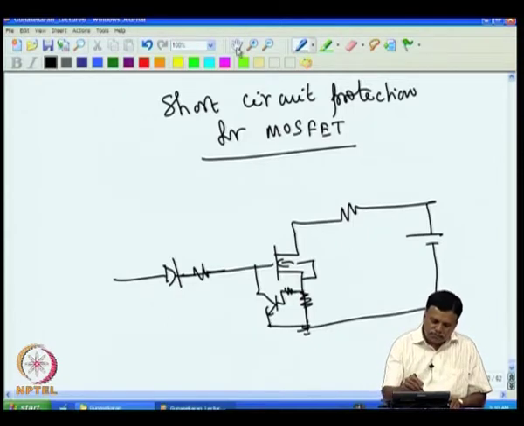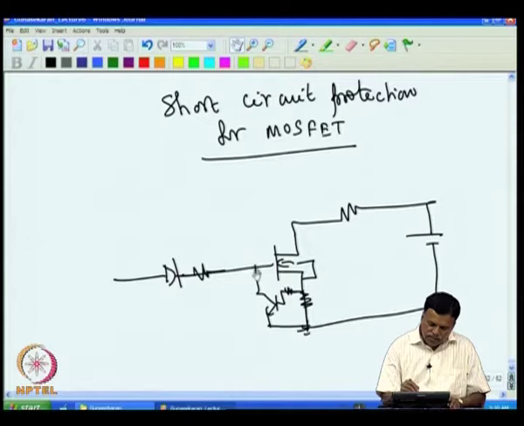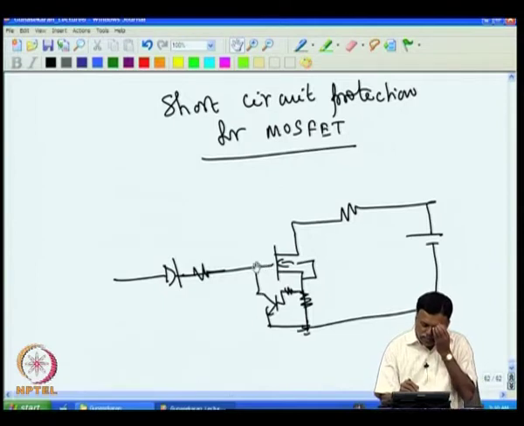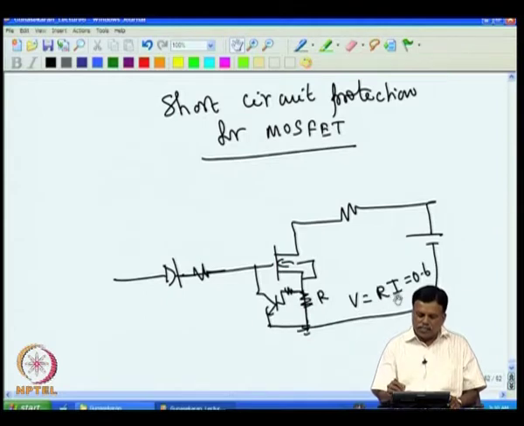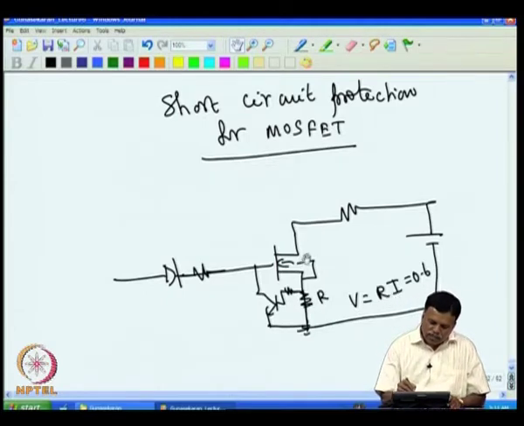Nevertheless, once it goes more than 0.6, this will conduct, and the gate voltage will come down. Once the gate voltage comes down, the MOSFET will enter into a linear region, that is, it will be neither fully on nor off, but nevertheless the current will be limited by this resistance R. So, the voltage across this will be R into I. That has to be only 0.6, because this voltage cannot go more than 0.6. So, depending upon this resistance value, that much current will go, and the MOSFET resistance will be adjusted to make sure that only that much current flows.